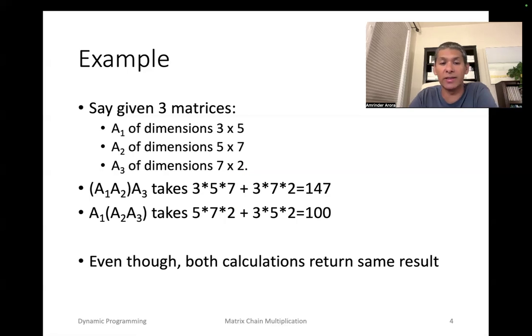So let's take a closer look at this point here. Let's suppose you multiply A1 times A2. That's going to be 3, 5, 7, this much time.